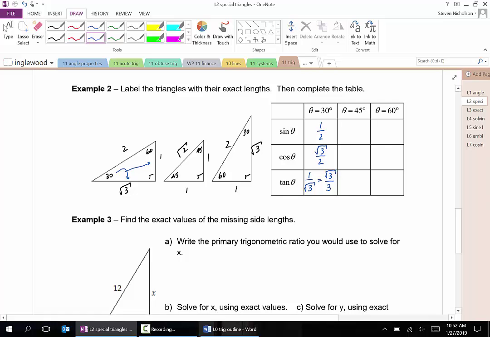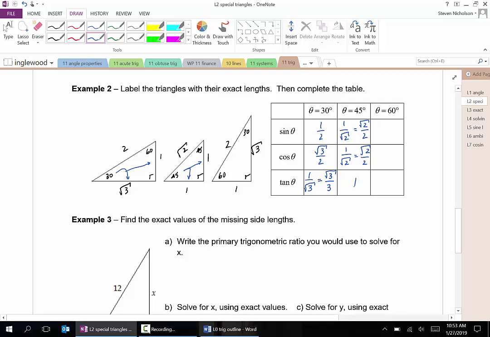Well, the sine is the opposite, which is 1 over the square root of 2. And again, multiplying top and bottom by root 2 gives us that. The cosine is the adjacent over the square root of 2, which is the same as above. And the tangent is equal to the opposite over the adjacent, which is 1 over 1. So here's our opposite, here's our adjacent, and that's just 1.